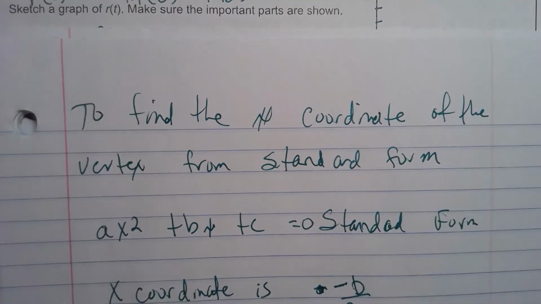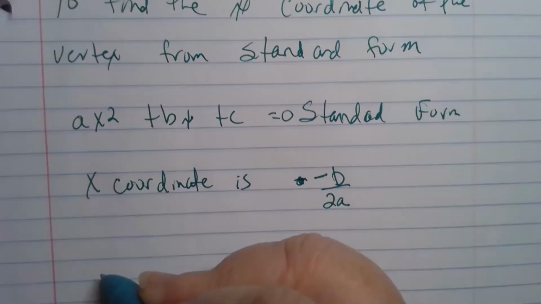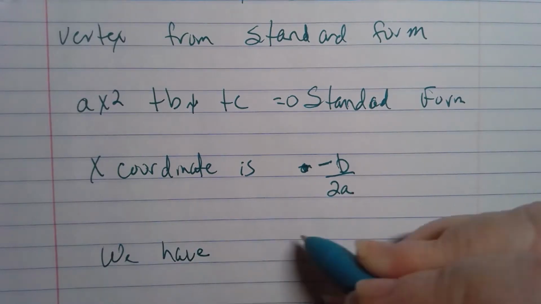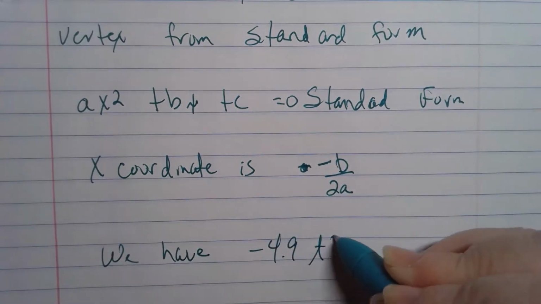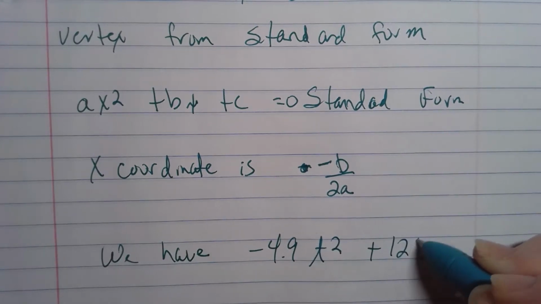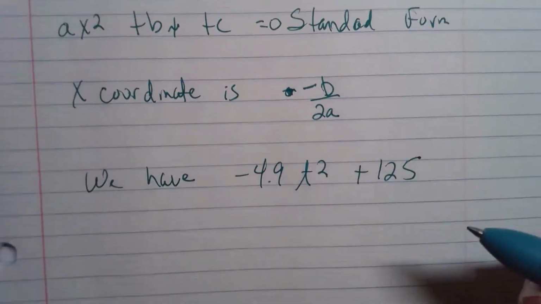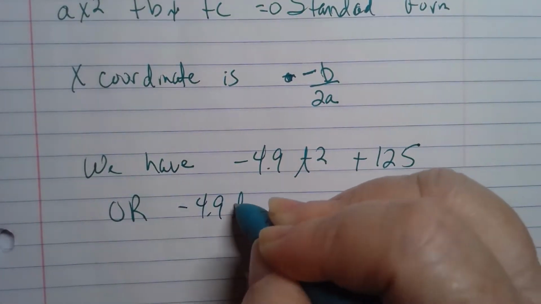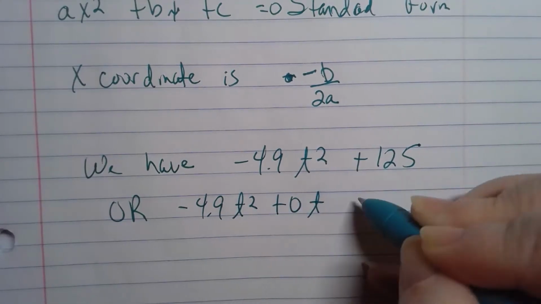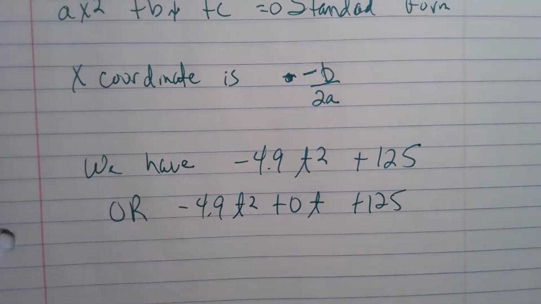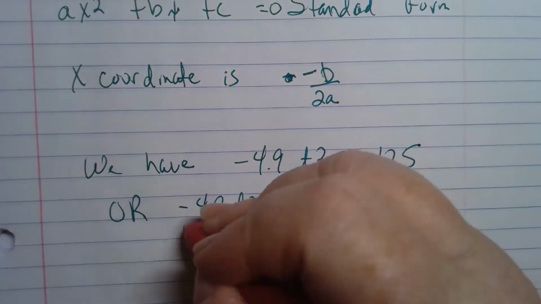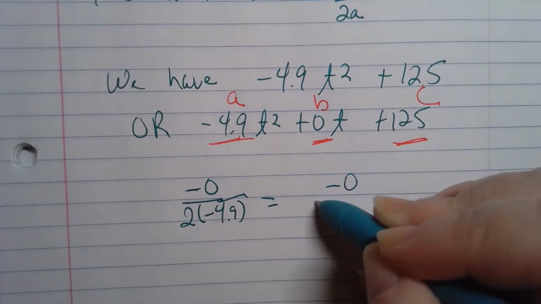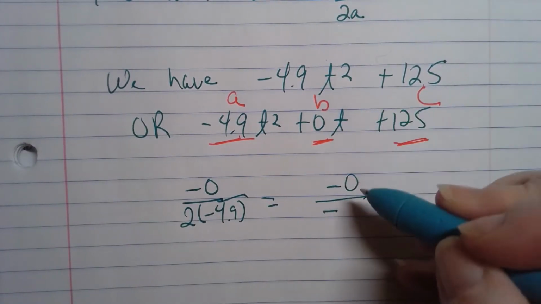So we're going to use that. The x-coordinate is negative b over 2a. Our equation is negative 4.9 t squared plus 125. I'm looking for a trinomial, because we have an a squared plus a bx plus a c. I only have 2 terms here, so we will rewrite it so that we have all 3 terms: negative 4.9 t squared plus 0t plus 125. That means we have a trinomial, because our powers are reducing by 1 every time. So our a is negative 4.9, b is 0, c is 125.